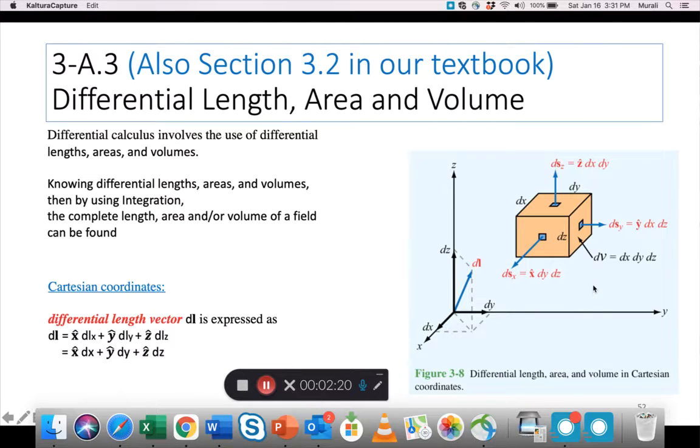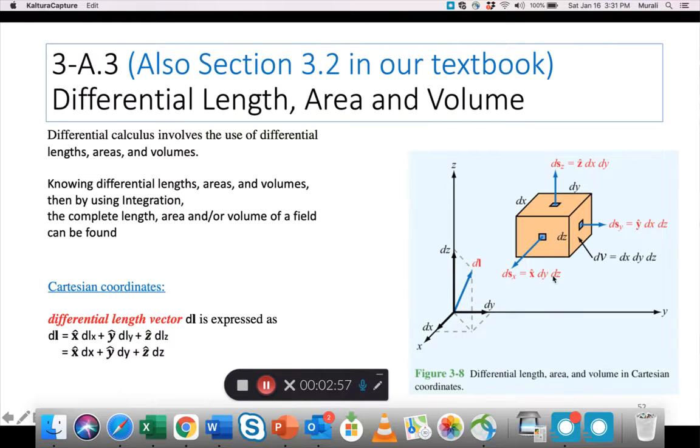Now you may recognize from your early calculus lessons that oftentimes a derivative is written as the limit of something tends to 0, delta x by delta y, or delta x by delta t if it's a derivative in time, where the delta x is supposed to represent a small quantity, right? A small change in a quantity. So similarly here we are introduced to the idea of differential lengths, areas and volumes.